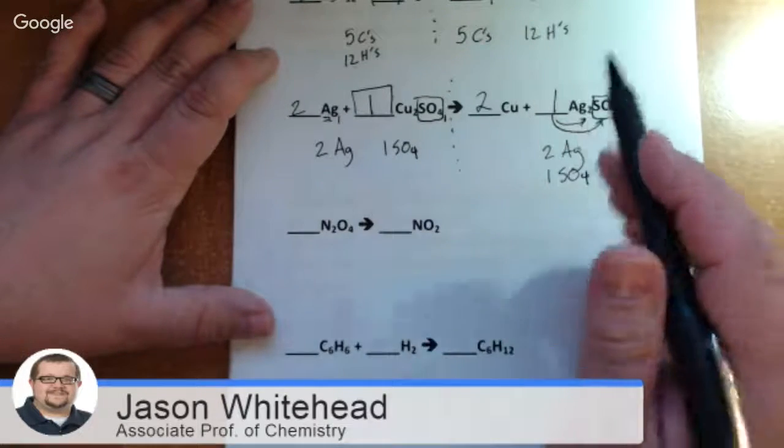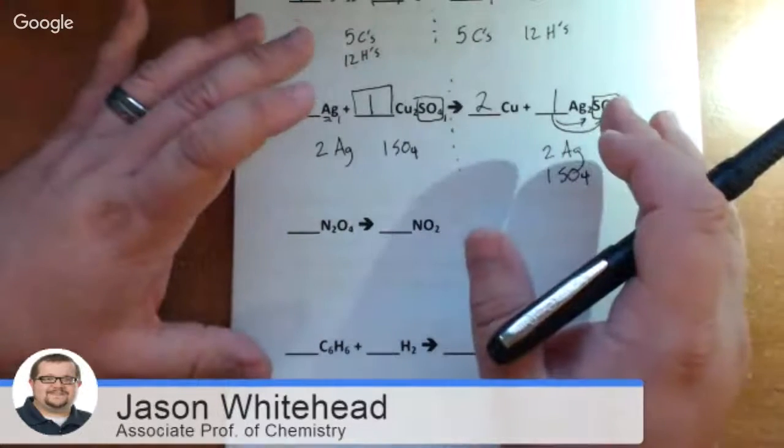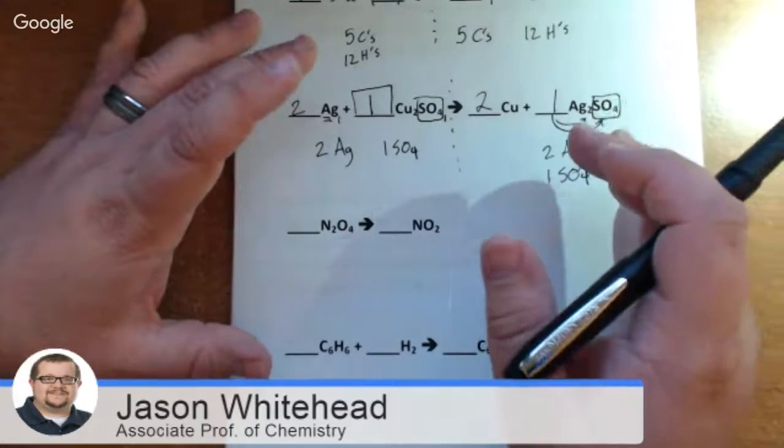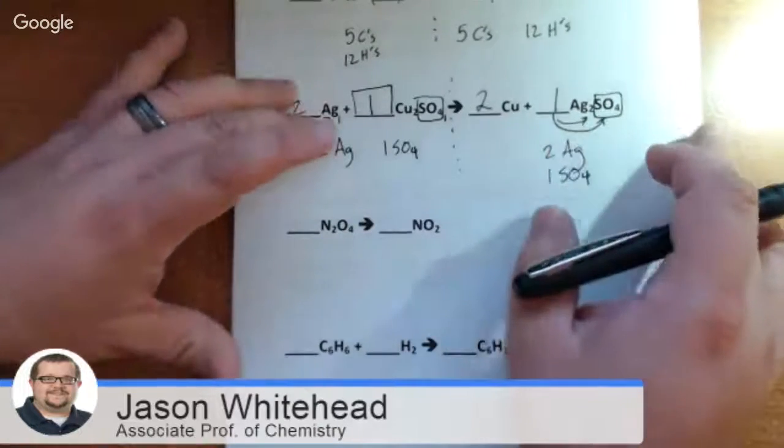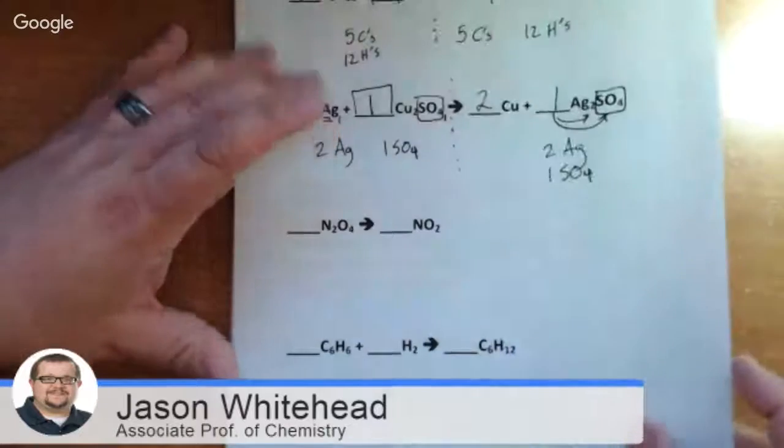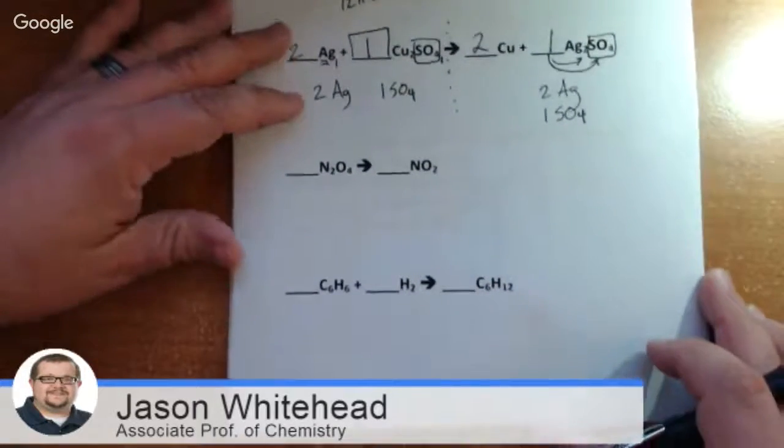Now, we wouldn't want to try with 1. Oh, I see what you're saying. Let's try with 1 on the copper. Yeah, bingo. Okay. So next guy up.